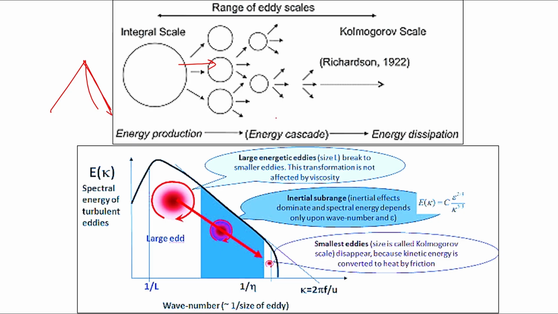Then the smaller eddies keep on reducing in size, and after some point they will disappear because of the viscosity. The kinetic energy will be transferred to heat, so that finally it will disappear. So initially there will be a large eddy, then there will be an energy cascade, energy transfer to small eddies, then the small eddies are further reduced and disappear due to the viscous effect. So the kinetic energy is transferred to heat. So this is how the eddy size keeps on reducing.